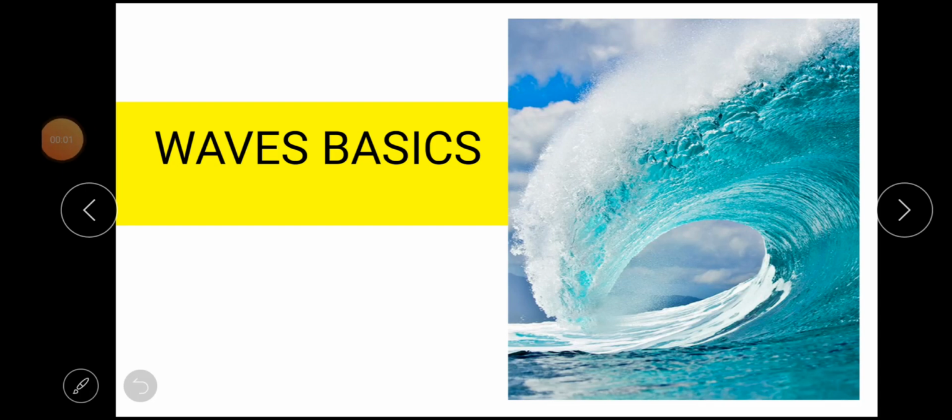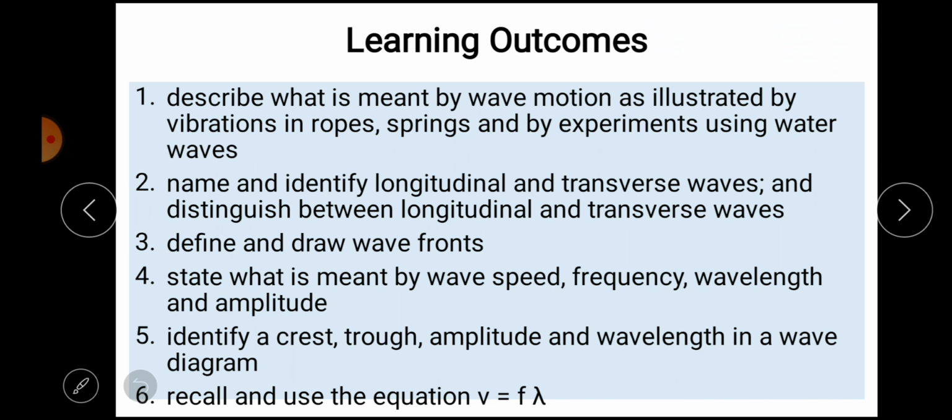Welcome, dear learners. Today I want us to look at wave basics. Let's start by looking at the objectives of this lesson.